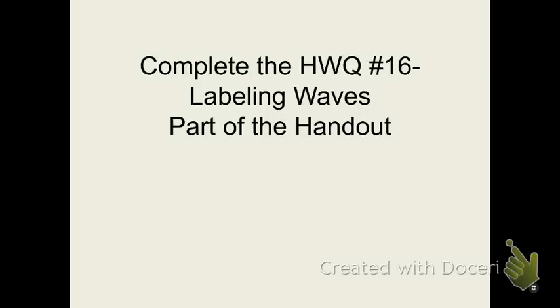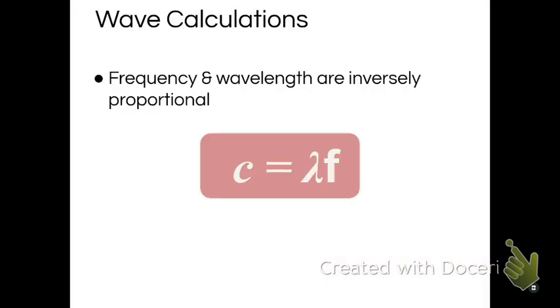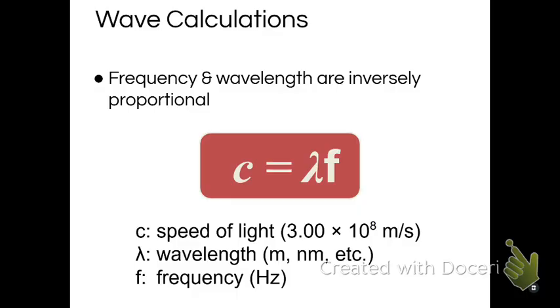Okay, so we left off on our homework quiz number 16 yesterday, and today we're going to go into wave calculations, all right? So our equation for wave calculations is going to be c equals lambda f, where c is the speed of light, which is always going to be 3.00 times 10 to the 8th meters per second.